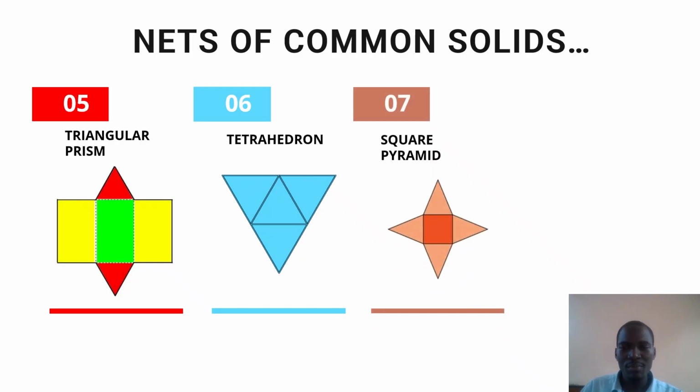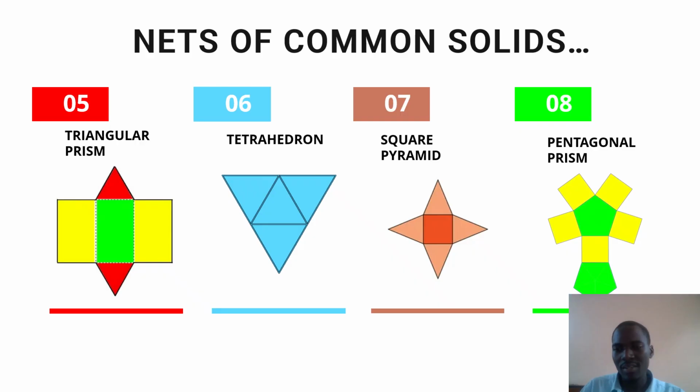We have a square pyramid. As you may realize, in the tetrahedron, all the triangles are equal, and also in the square pyramid, all the triangles are equal, since the base is a square, which gives them an equal dimension. Lastly, the pentagonal prism, that's the net of a pentagonal prism, having the 2 pentagons that form the base and the top wrapped by the other squares.